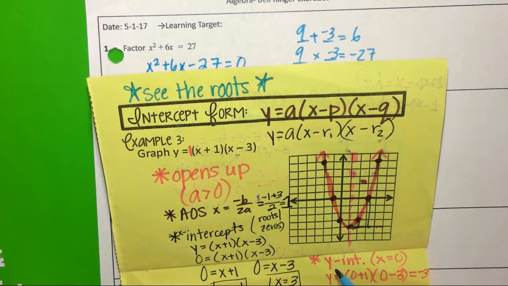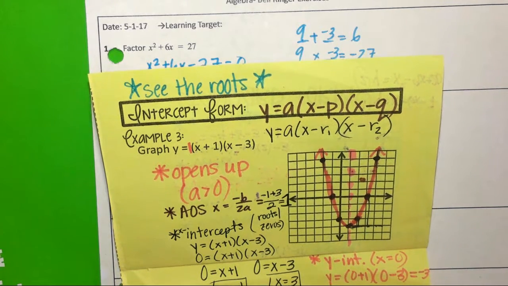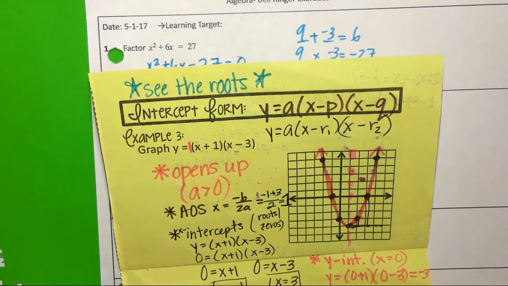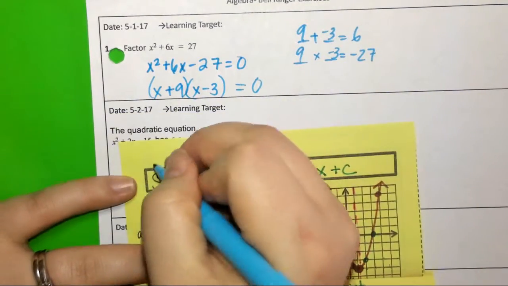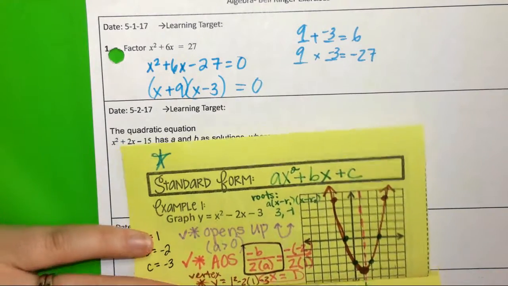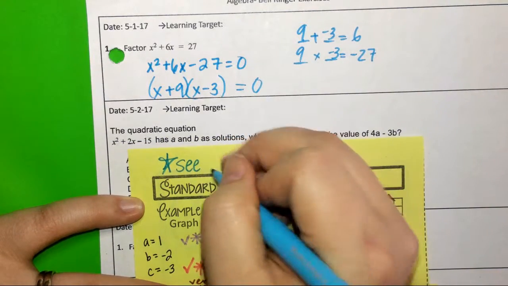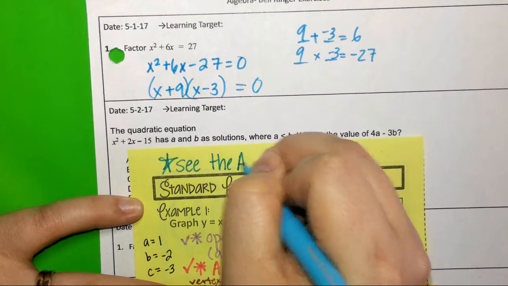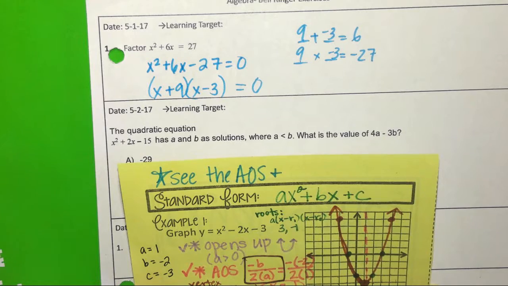Now, what's annoying about intercept form is we don't automatically know that axis of symmetry. We don't automatically know the vertex. There's a little work required to find those things. But one reason some people like intercept form is you can see the roots. Why would we like standard form? What can you see with standard form? You can easily find that axis of symmetry. And what else can you also find easily?